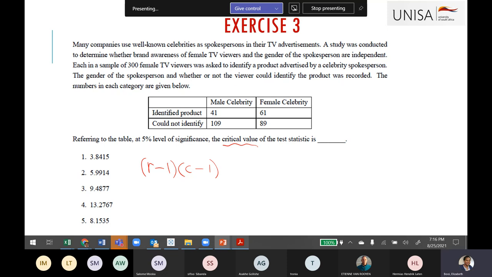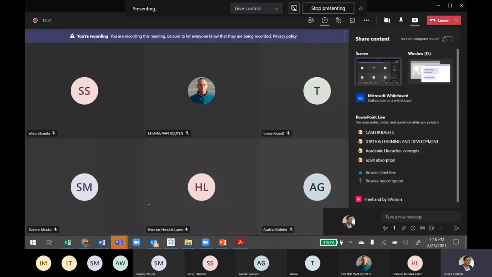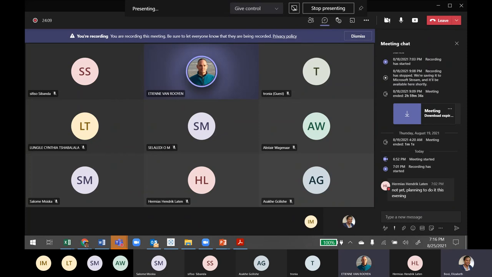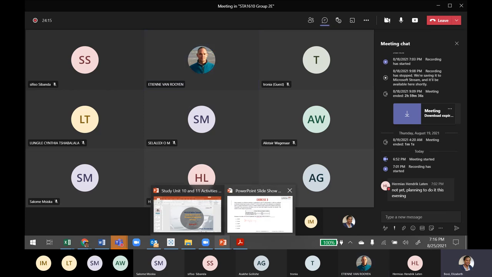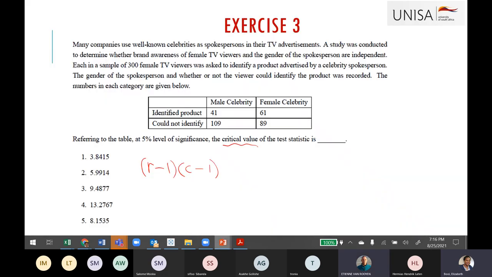Remember, you can post your answer on the chat as well. Just check the chat. The chat is not lighting up, guys. Come on, guys. You are able to chat. So exercise three? I just wanted the number, the exercise.